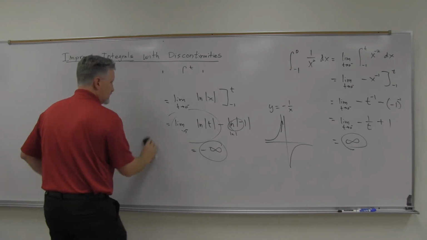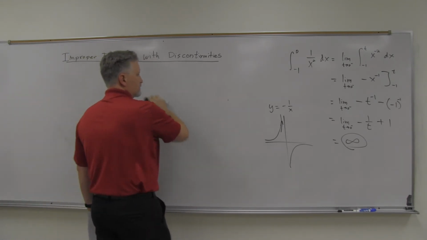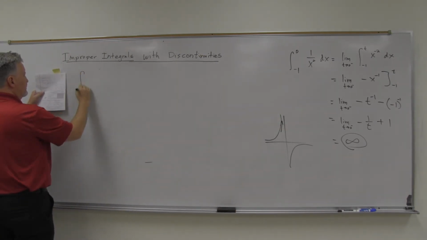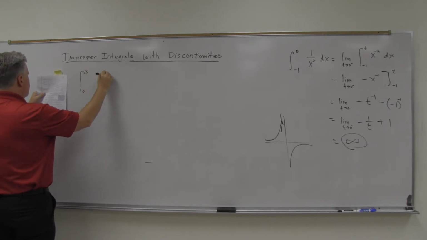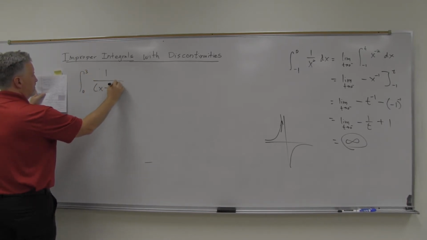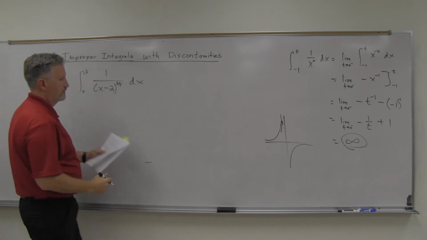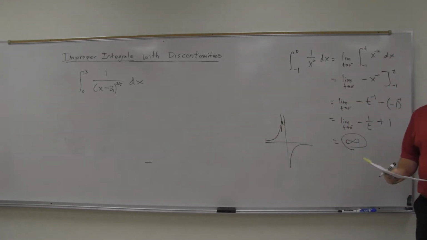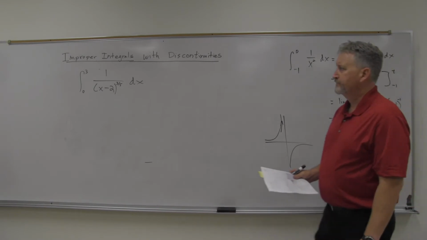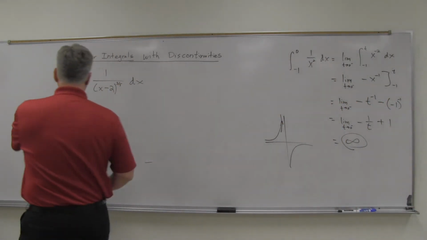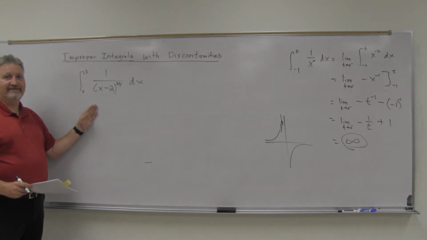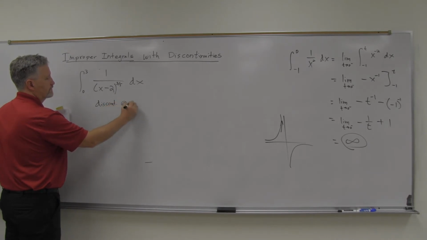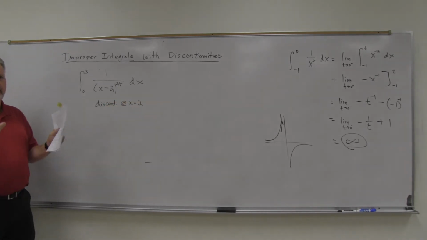One last one. And that is one where we've got the discontinuity in the middle. The integral from 0 to 3 of 1 over x minus 2 to the 3/5 dx. Yeah, so this one, 0's okay, 3's okay, but what's not okay? 2's not okay. Yeah, our discontinuity's at 2. And so we've got to break it up there.